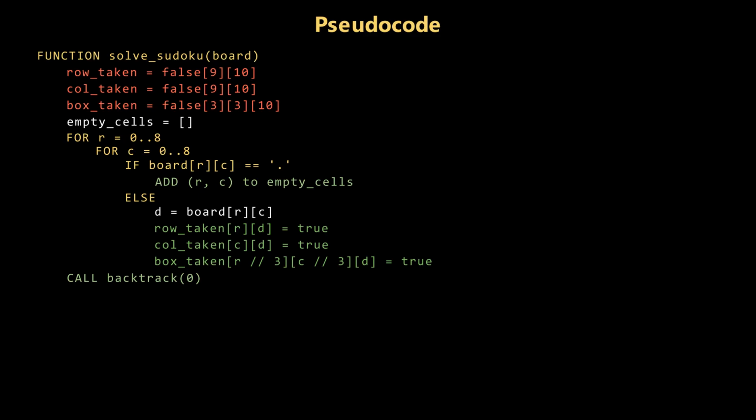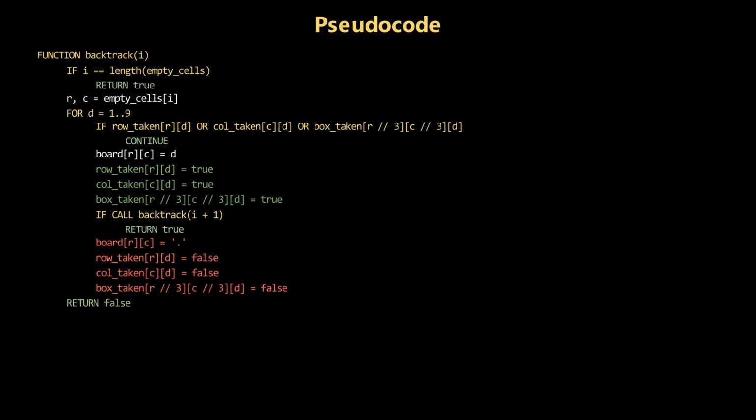First, the setup routine scans the board once. It records every empty coordinate and turns on the row, column, and box flags for every starting digit. Next, the backtracking routine walks the empty cell list by index. It places a legal digit, recurses, and if that path fails, it clears the board cell and all 3 flags before trying the next digit.